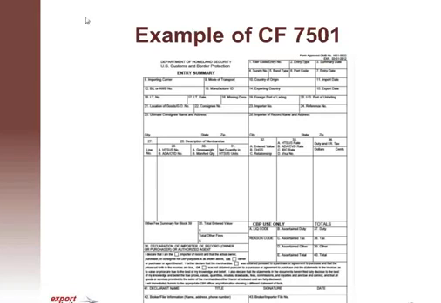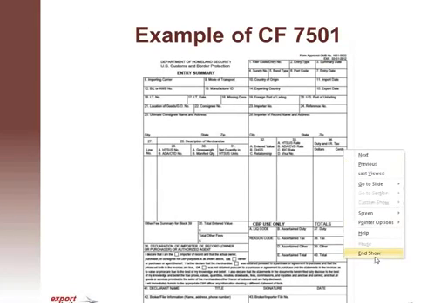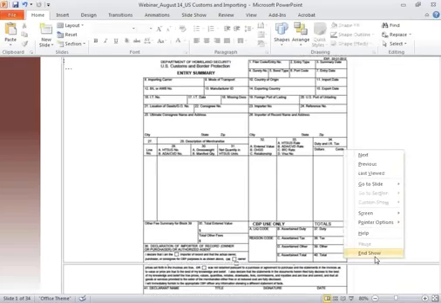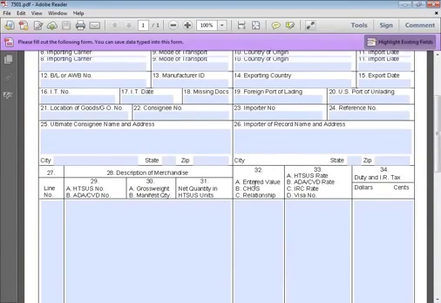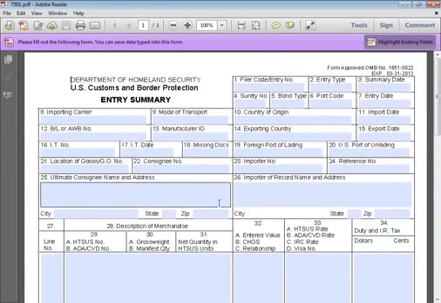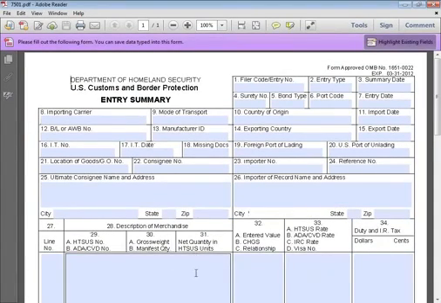So here's an example of the 7501 form. I'm going to get off the PowerPoint slide here and then go to the actual PDF form here. This is not completed, but this will just give you an idea of what the 7501 form looks like.